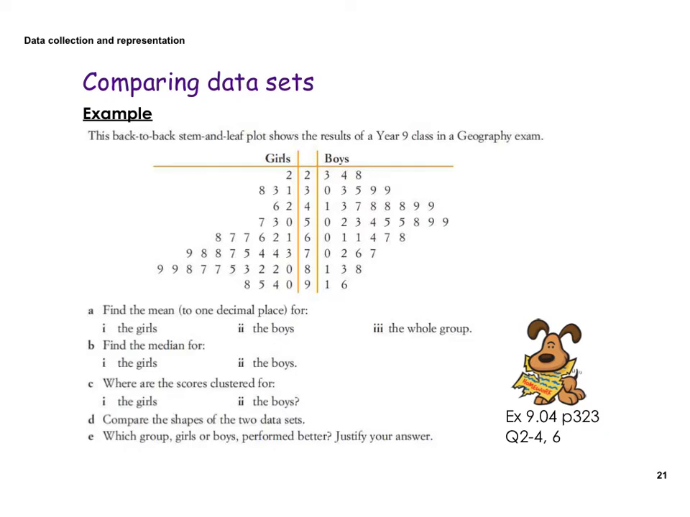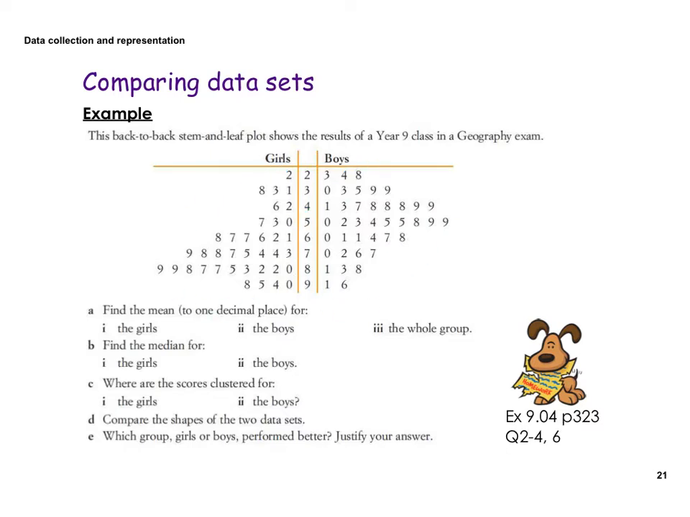Okay, so as you can see it's a back-to-back stem and leaf plot and we're comparing the results of a Year 9 class of boys and girls in a geography exam. There's quite a few numbers here, so let's go through this. Okay, so part A, I. So find the mean, which is the average for the girls and the boys.